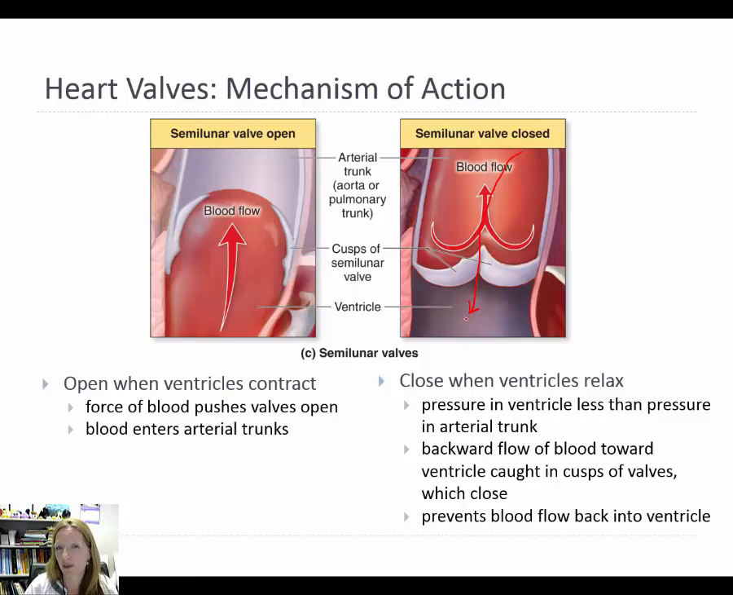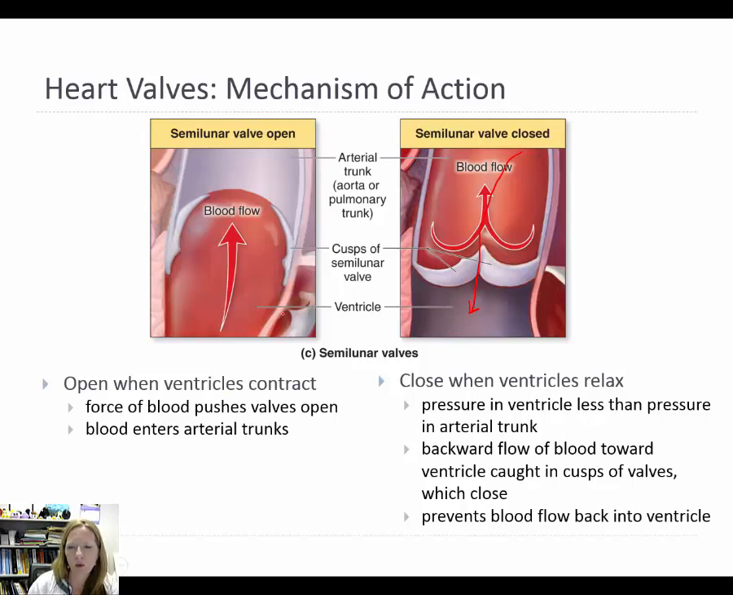But we don't want that happening, right? So that's why these are going to shut. They kind of act like cups. And as soon as the blood starts to come back, they are going to catch it in their little cusps right there. That's what they look like, a bit of a cup-like structure. So that makes sure that the blood doesn't go back to where it should not be.